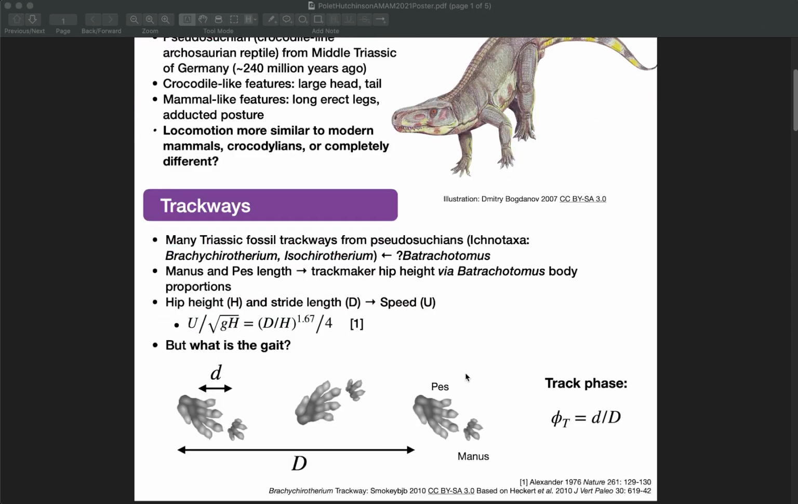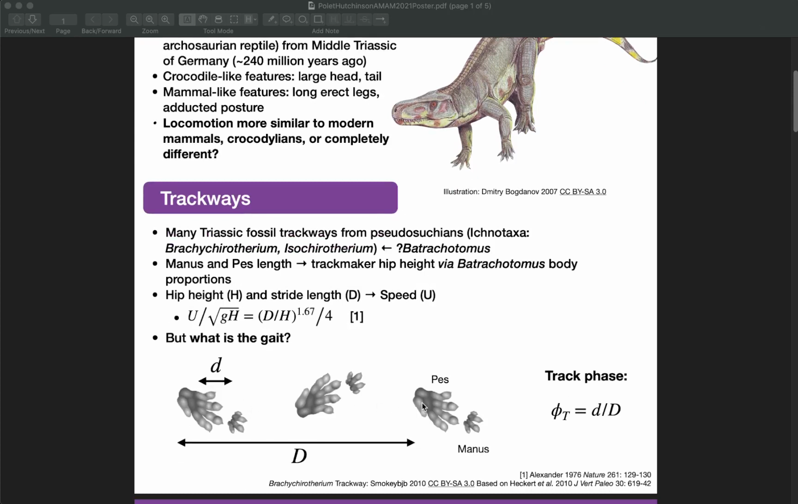Now we have some trackways that we can assign to Batrachotomus, or at least to a close relative. These belong to the ichnotaxa Brachychirotherium and Isochirotherium. We can get some information from these trackways. For example, we can get the stride length using an empirical equation. We can deduce its estimated speed if we have some measure of the hip height. But apart from that, we don't get too much information about the gait.